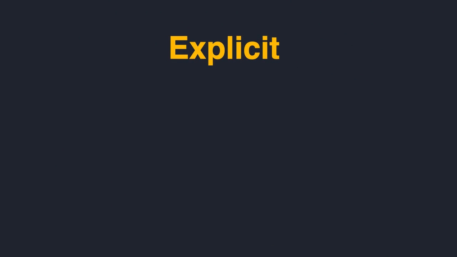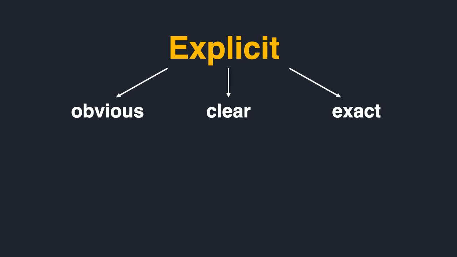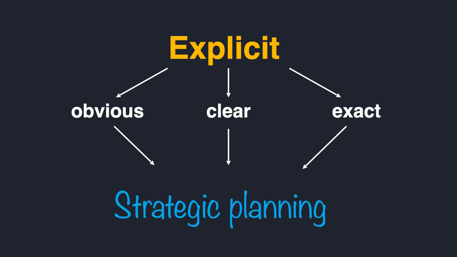Handwriting instruction needs to be explicit. And what that means is it needs to be obvious, clear, and exact. Now, the only way we can achieve this is through strategic planning. Teachers need to plan to teach handwriting effectively. Now, remember, learners will not learn how to write different letters just by being exposed to the written text. They won't just catch it. They need to be taught it explicitly.